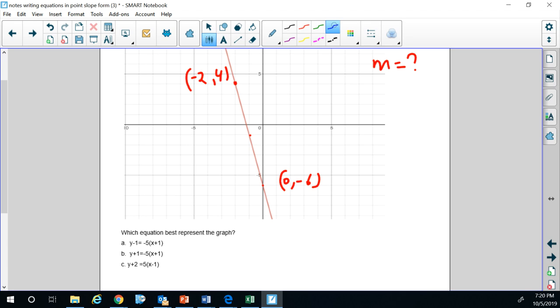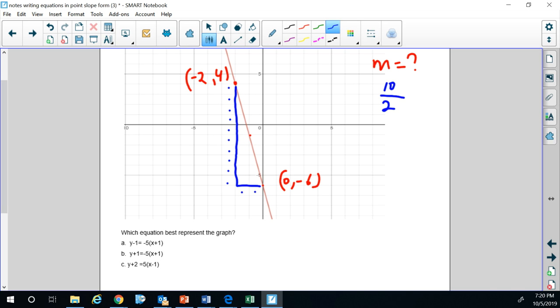Now, if I'm going to use rise and run, let me draw my pretty straight triangle. Not the best, but you get the picture. All right. So if I go rise and run, my rise is going to be 1, 2, 3, 4, 5, 6, 7, 8, 9, 10. So my rise is 10 over my run, which is 2.